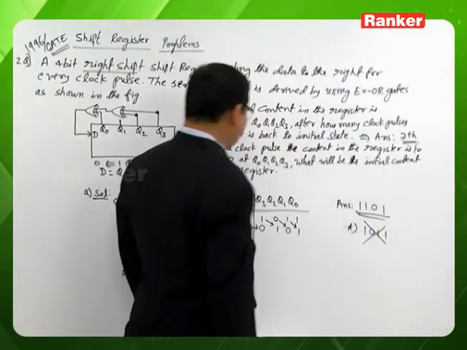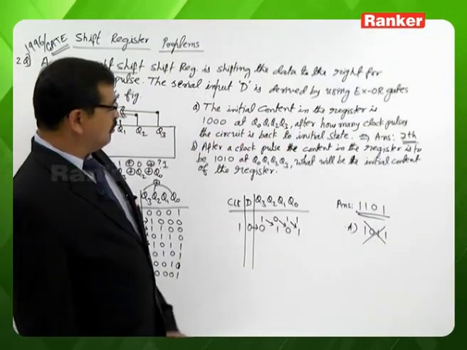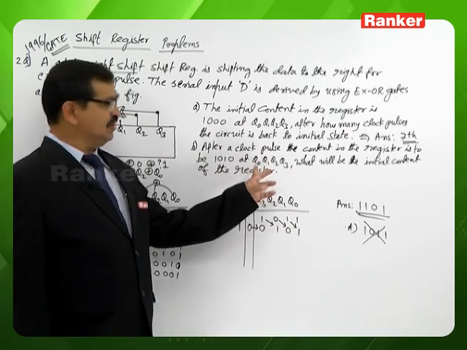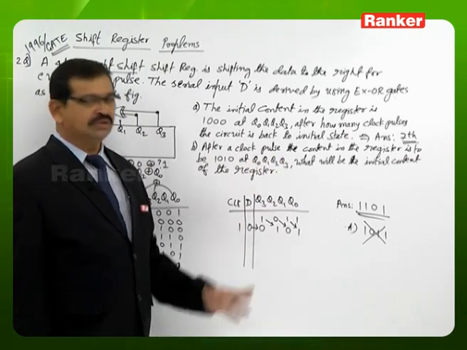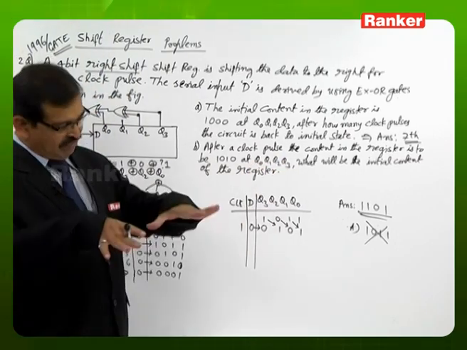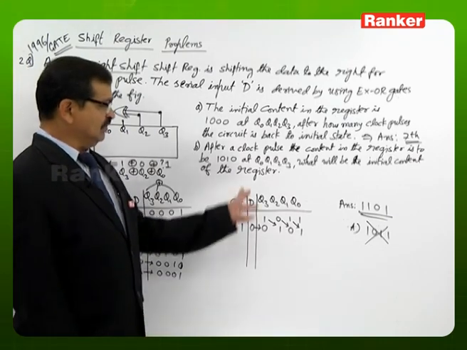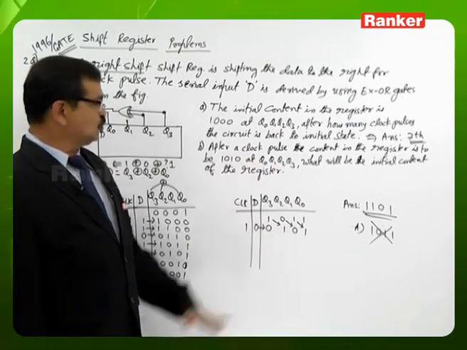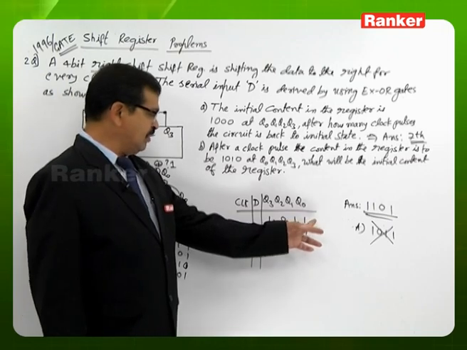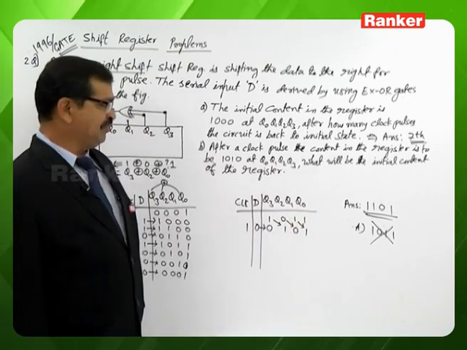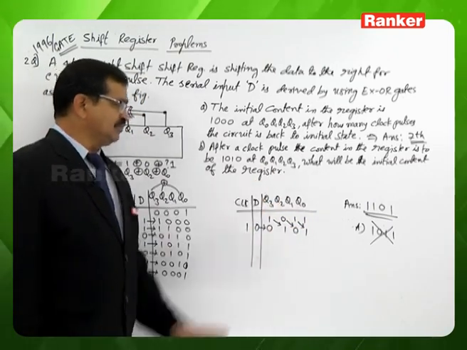The reason is, everywhere in the problem description, the order is mentioned from Q0 to Q3. By default, the answers we are looking for in the multiple choice are also in the same order, Q0 to Q3. Hence, the answer will be 1101. So, it is the answer.